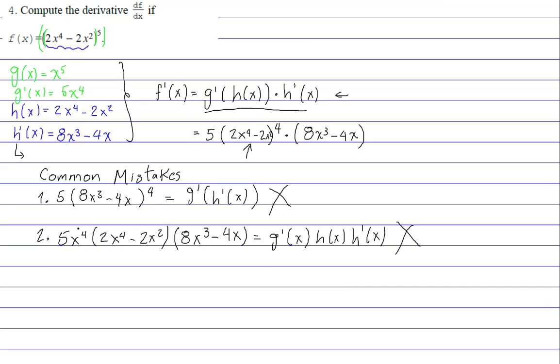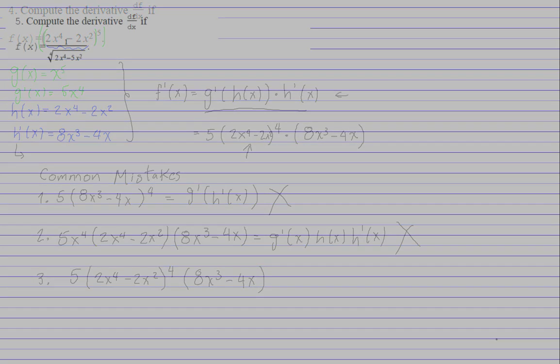So what you want to do is, again, let's repeat it. You take your derivative of g, so 5x to the fourth, but now instead of plugging x, you're going to leave that room to plug the inside of the function again. So 2x to the fourth minus 2x squared. This time you see I learned, I left myself enough room, times h prime, which is going to be 8x cubed minus 4x. And that gives us right there the derivative.